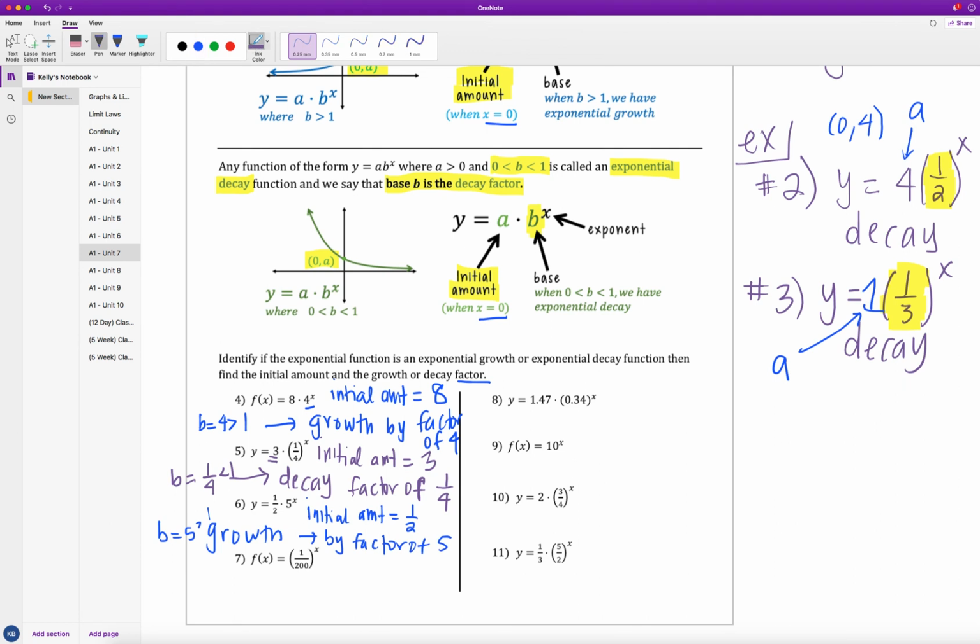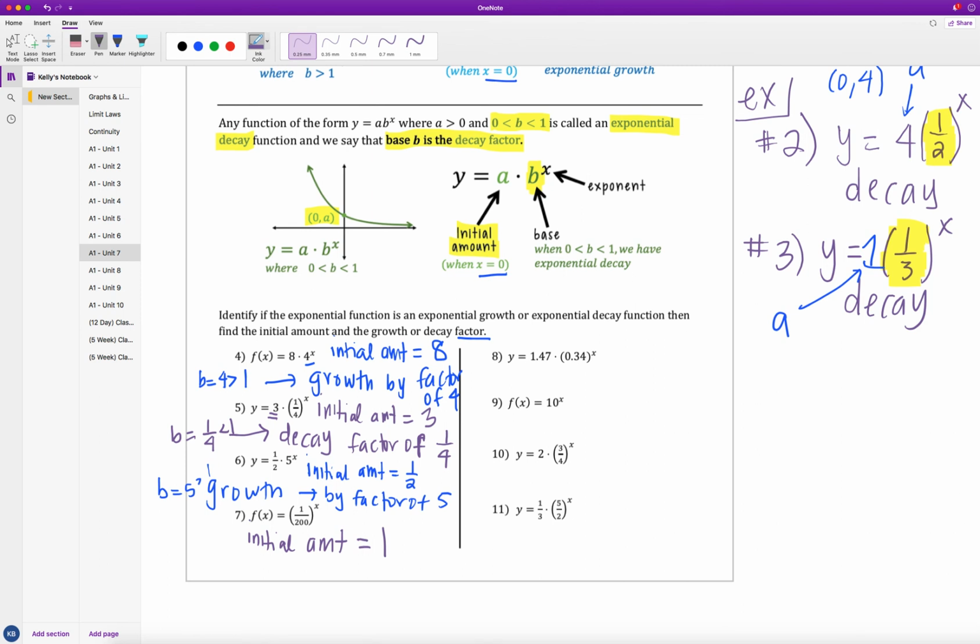Let's do example 7. In example 7, what would our initial amount be? So this time, I don't have a number in front, but that means that I have that invisible 1 in front, so our initial amount is going to be equal to 1. This is a decay, decay by a factor of 1/200. And the reason I know it's a decay is because 1/200 is my base, and that is definitely less than 1.